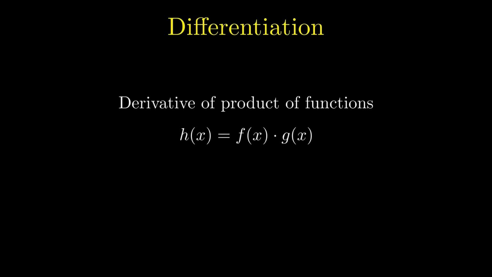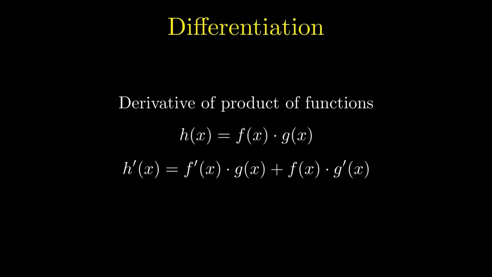Derivative of product of functions. Product rule. When we have a function h of x that's the product of two functions, f of x and g of x, we can't simply multiply the derivatives to find the derivative of the product. Instead, we need a special rule to handle this situation. That's where the product rule comes in. The product rule states that if we have a function h of x equals f of x times g of x, then the derivative of h of x is h prime of x equals f prime of x times g of x plus f of x times g prime of x.